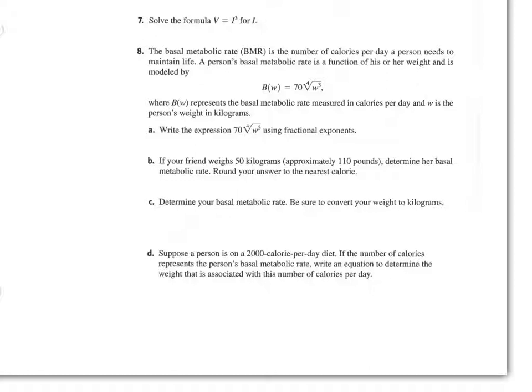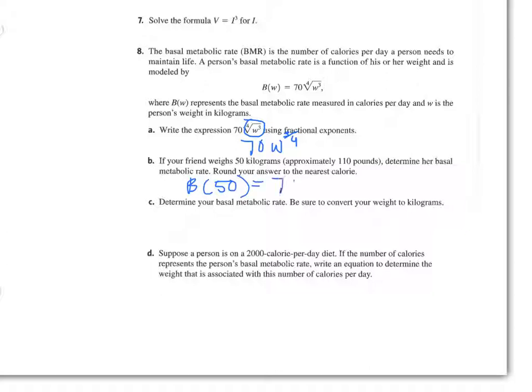Write this expression, the right-hand side, using fractional exponents. That might be new to you, but the cube stays the same, it still looks like W cubed, that won't change. But to take a fourth root, I have to have a 4 in the denominator. So this right here would be that one in fractional exponents. The first thing they want us to do is say W is 50, and find the BMR if your weight is 50 kilograms.